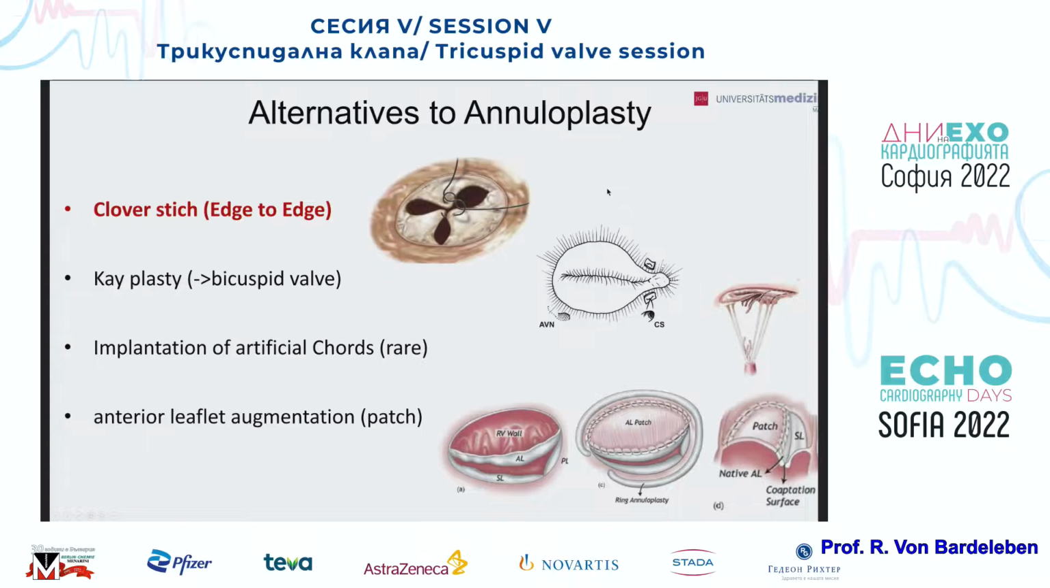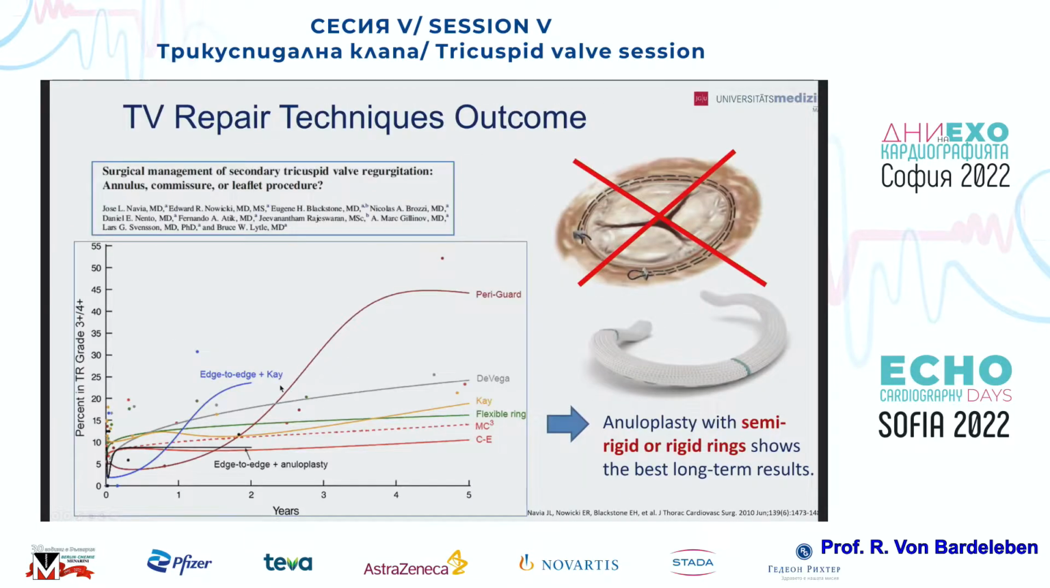There are alternatives to annuloplasty, and this is useful and needed if you have severe tethering, because also in surgery, a severely tethered septal leaflet can cause a non-responder in pure annuloplasty. So even in surgery, a clover stitch or edge-to-edge repair is known. The K-plasty is rarely used. Implantation of artificial cords is limited to very, very few worldwide centers, and it's difficult to do because of the large adaptation of the right ventricle to volume. And we have an anterior leaflet augmentation patch that is more often used nowadays.